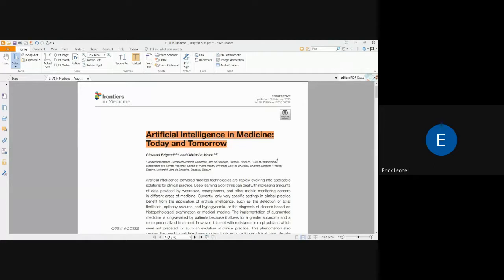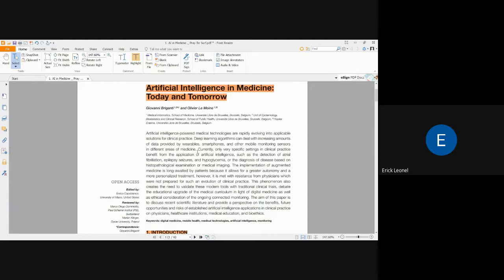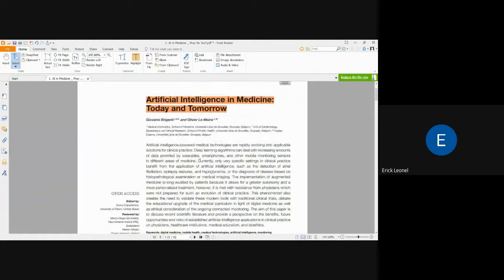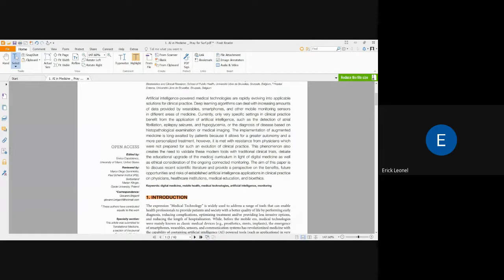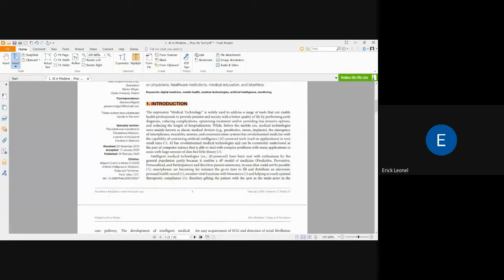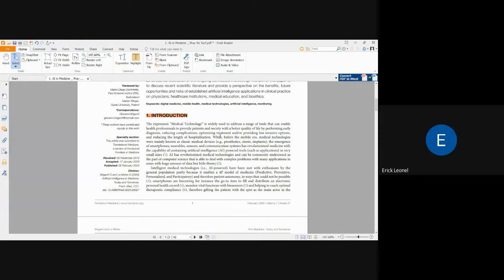Today I'm going to inform you about artificial intelligence in medicine today and tomorrow. The goal of this paper is to provide a view on recent developments of AI in medicine, providing use cases where AI-powered medical technologies can already be used in clinical practice, and the challenges for healthcare professionals. The development of intelligent medical technologies is leading to a new field in medicine, augmented medicine. I mean, the use of new medical technologies to improve different aspects of clinical practice.